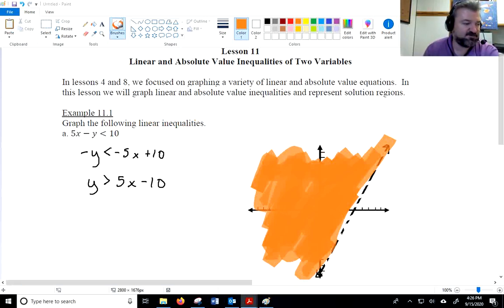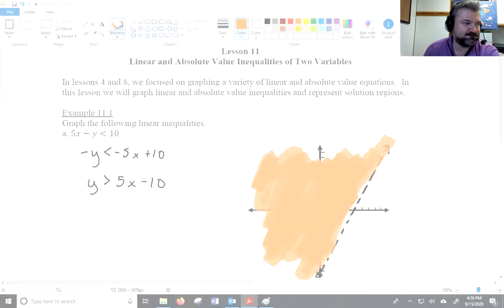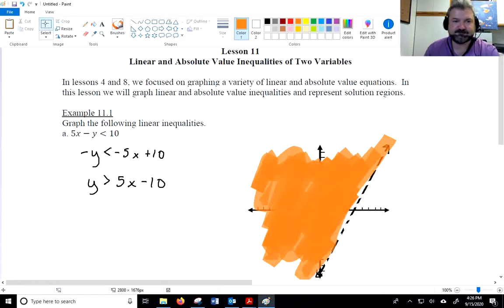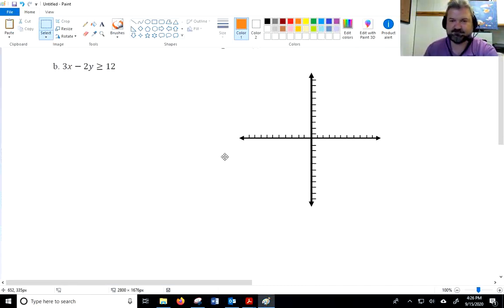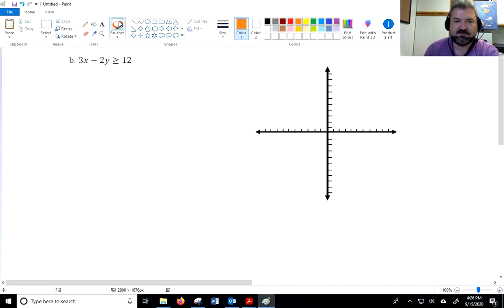All right, let's try another one. Okay, so on this one, I'll use blue. Okay, I'm going to work this problem a slightly different way. I'm going to graph this in standard form. I certainly could solve for y, but I'd like to show you that I have a way that I can do it differently.